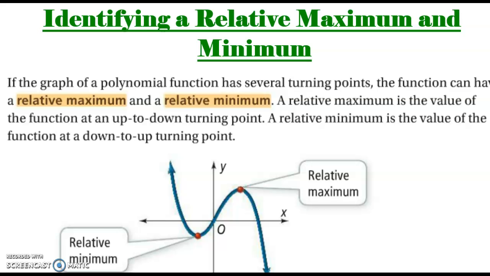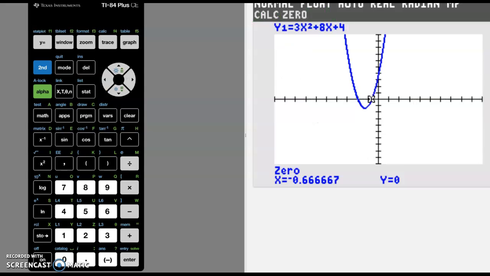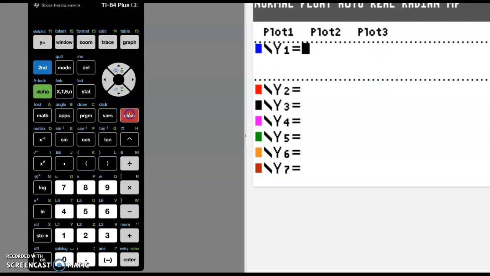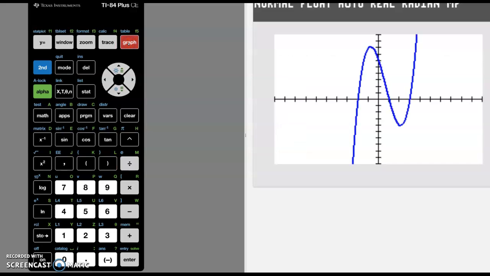So how you would find these is you would go to your graphing calculator, go to y equals, clear out anything that's there, put in the equation. So we had x plus 2 times x minus 1 times x minus 3. Right? We can graph it and see what it's going to look like.